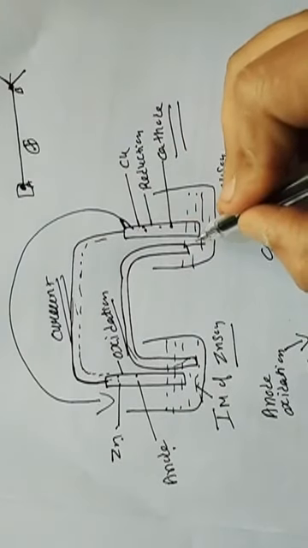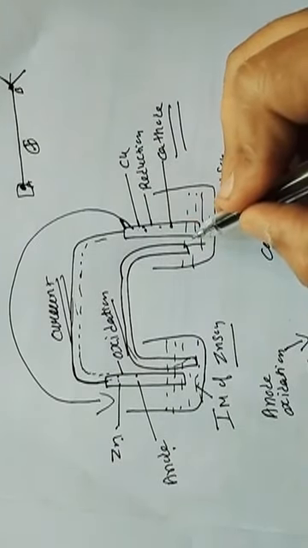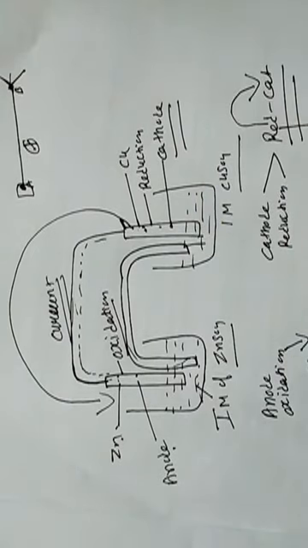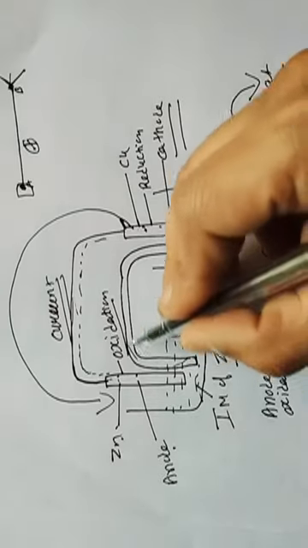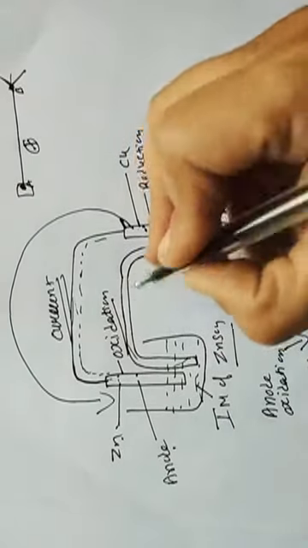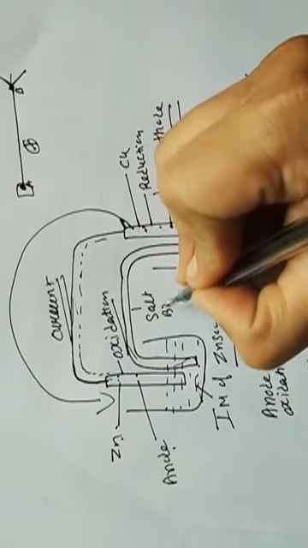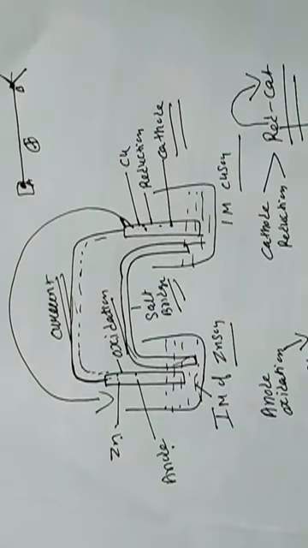A closed circuit is required for the flow of current. If the circuit is not closed, current will not flow. So to make this circuit close, what do we use? Salt bridge. Salt bridge is used to make the circuit complete.